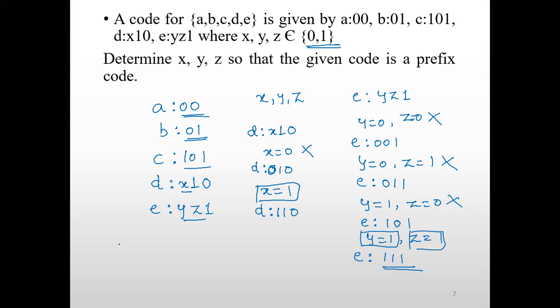So the sequences become A is 00, B is 01, C is 101, D is 110 since the X value is 1, and E is 111 since the Y value is 1 and the Z value is 1. Here all the sequences are different, and none of the sequences is a prefix of any other sequence. Hence, it is a prefix code. So this finishes this problem. Let's move on to the next one.